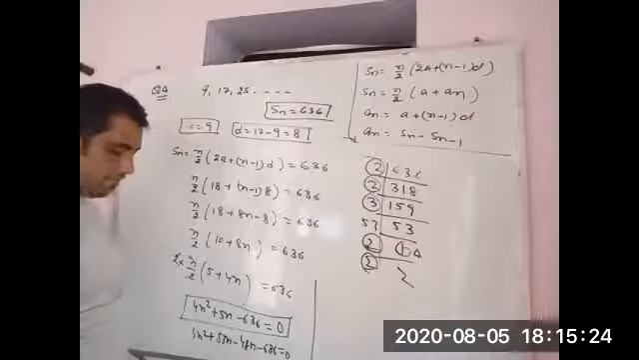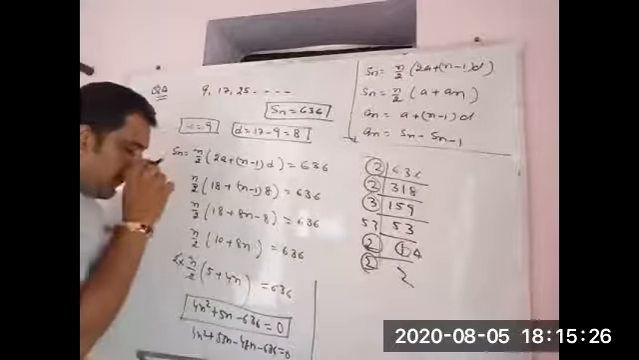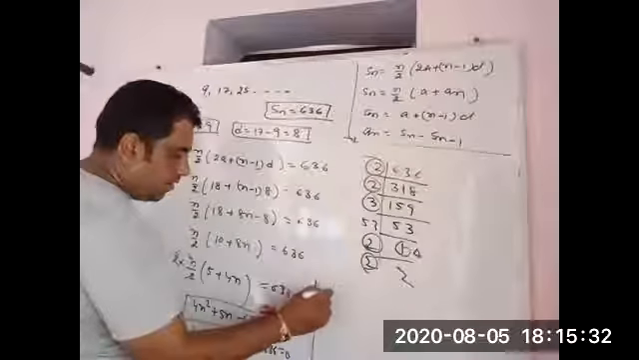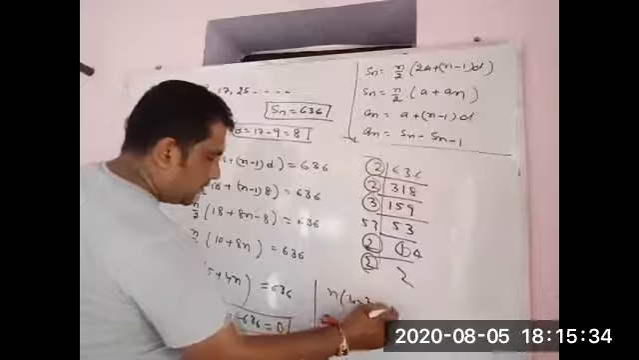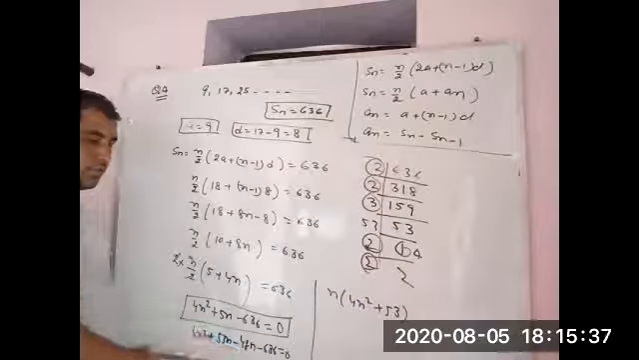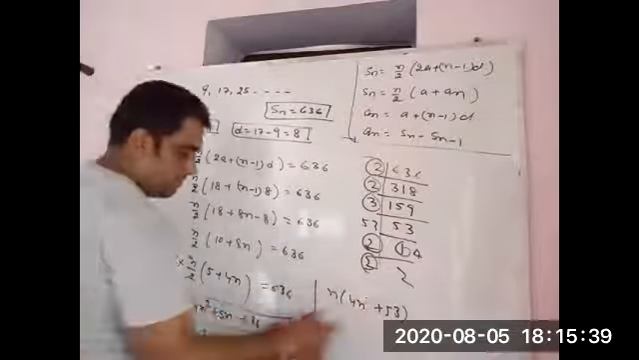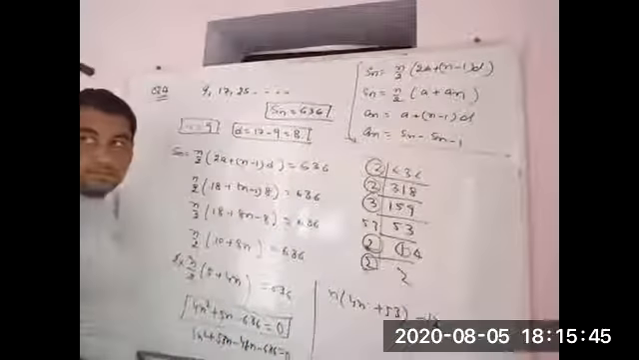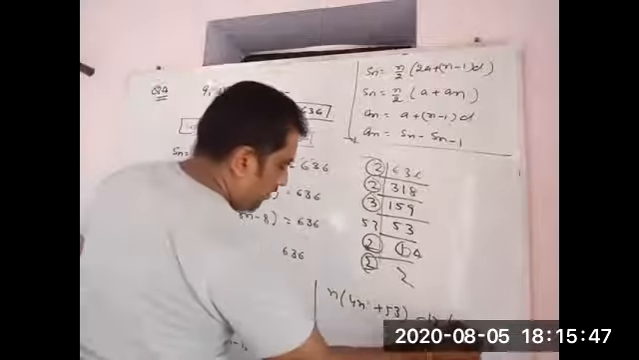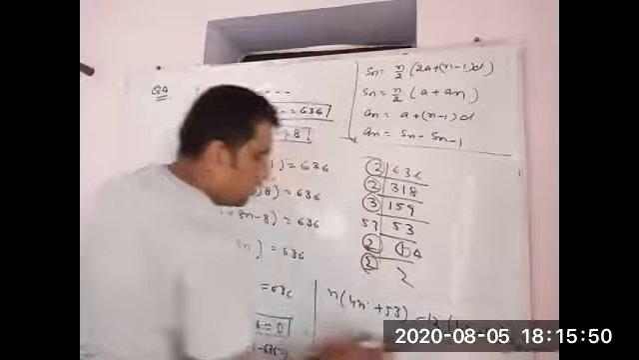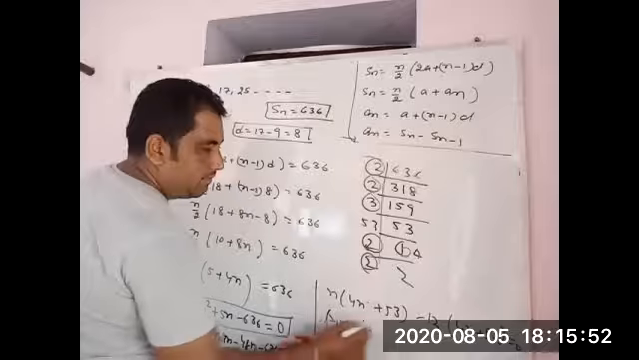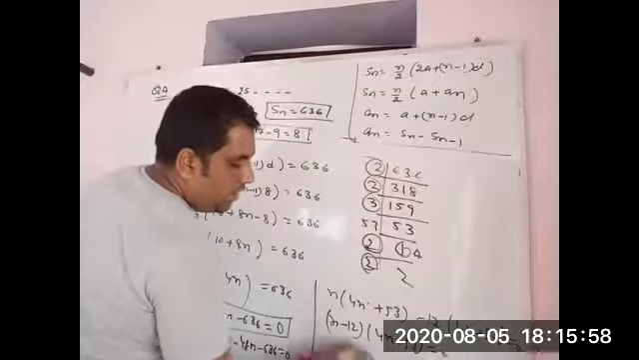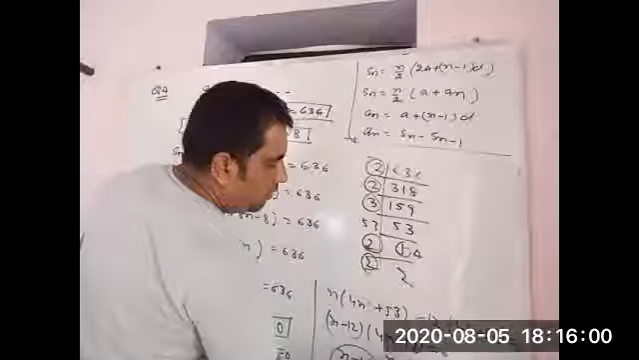4n square plus 53n minus 48n minus 636 equal to 0. Take the common number here. 4n square plus 53n, what will be the common here? 4n minus 12, 4n plus 53. And minus 12, 4n plus 53 equal to 0. N value minus 53 by 4.